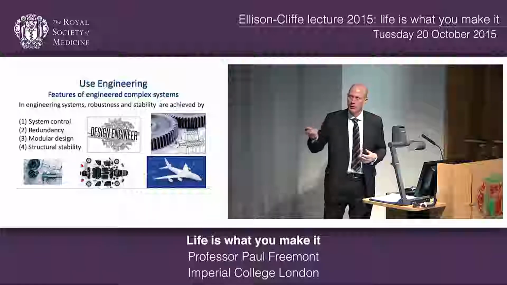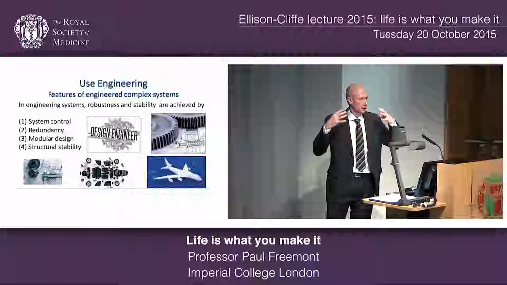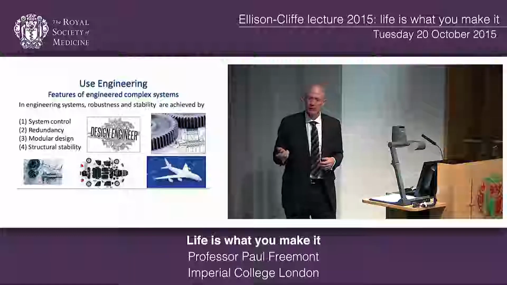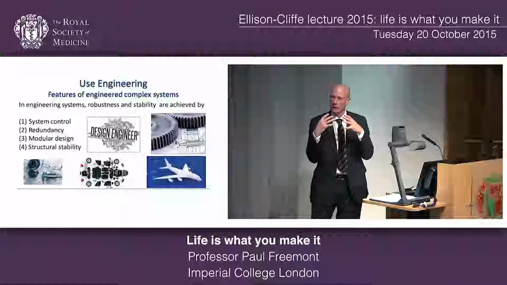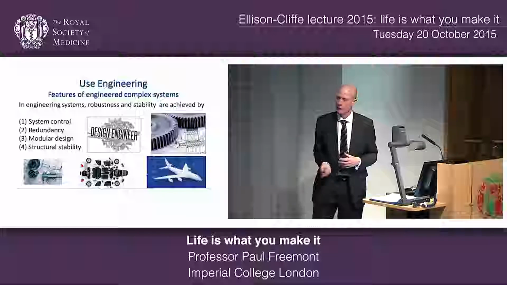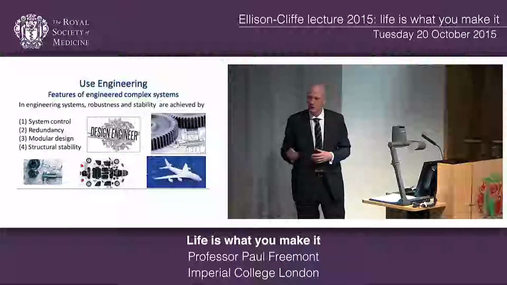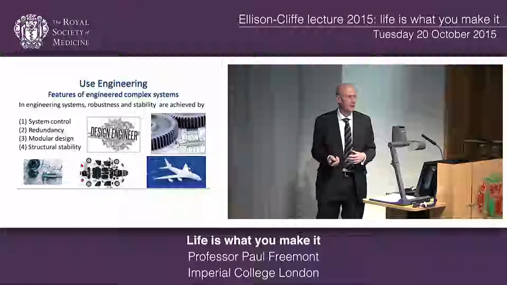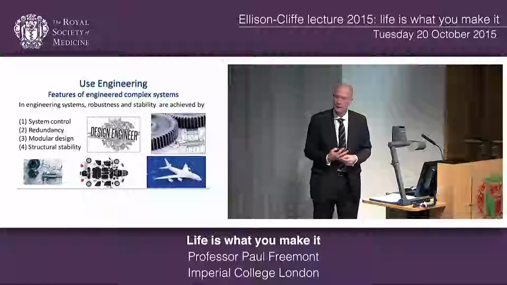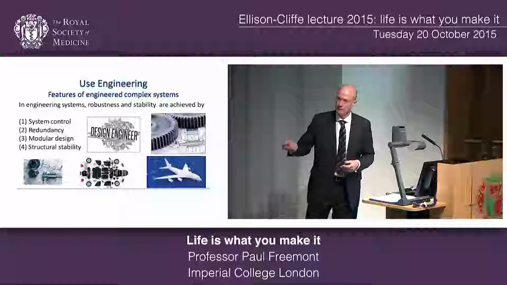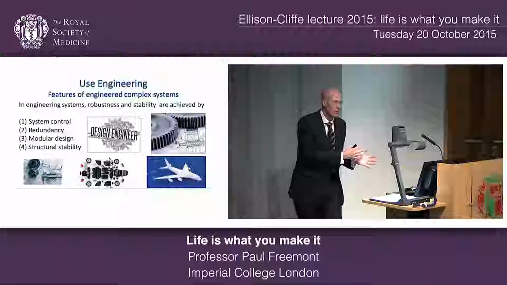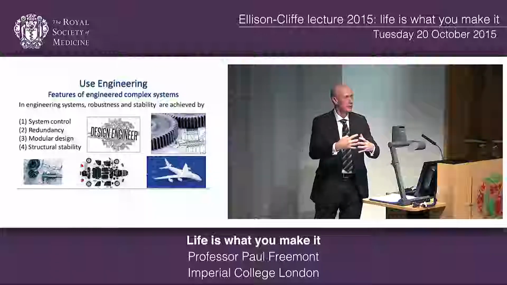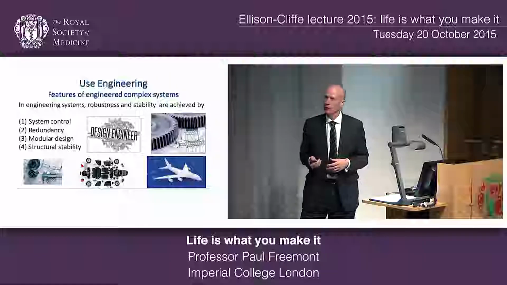Now, if you look at engineered systems, there are 4 main aspects of complex engineered systems: systems control, redundancy, modular design, and structural stability. Those are really key aspects of the most complicated engineering systems around that we've made. So, I have enormous respect for engineering, because you can see the extraordinary things that engineers have done around the world. Now, if we start thinking about biology, can we start thinking about how we translate some of those engineering principles into biological systems at the genetic level?